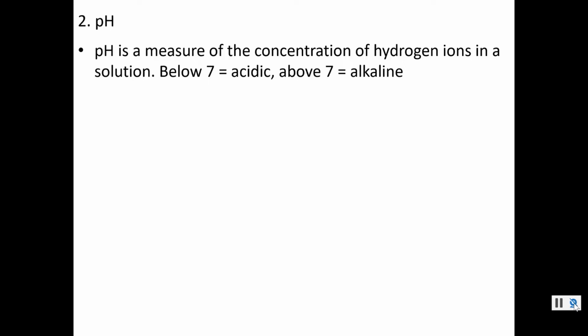So pH, if you remember, is the measure of a concentration of hydrogen ions in a solution. A neutral pH is described as 7. Anything below 7 is described as an acidic pH. Anything above 7 is considered an alkaline pH.